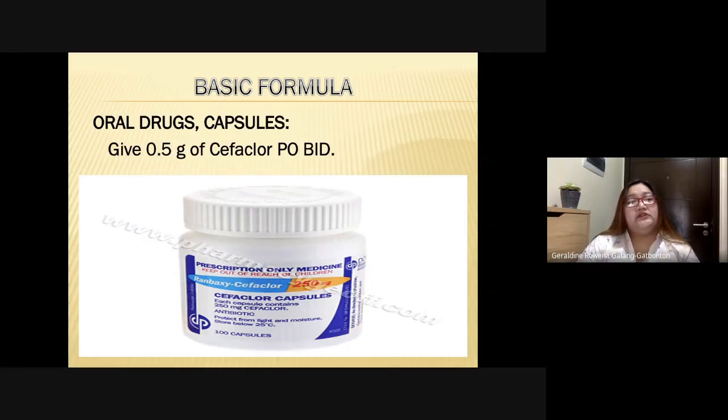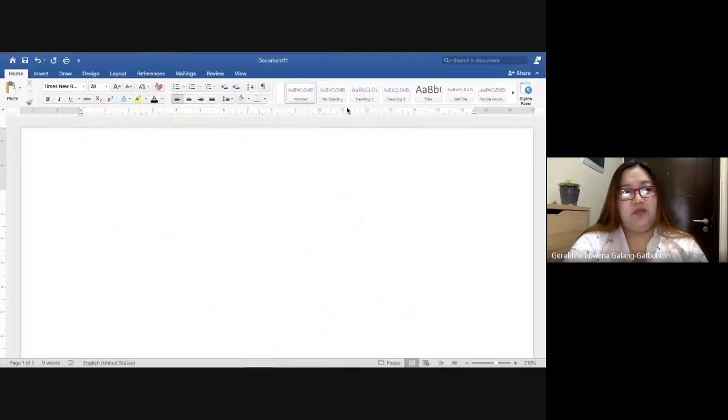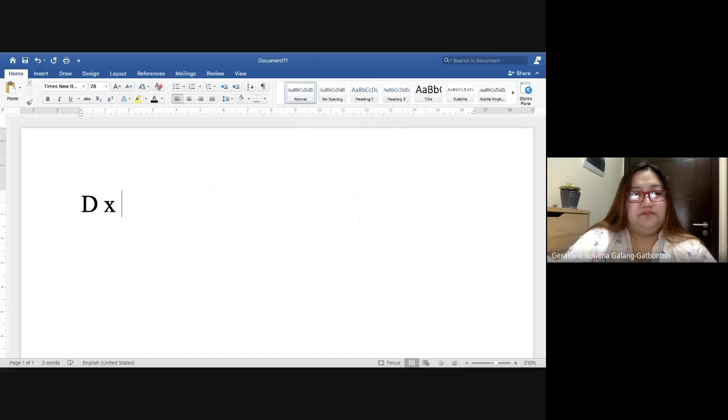You are to give oral drugs, capsule siya. So you have to give 0.5 grams of cefaclor per orem BID. Cefaclor is an antibiotic. Okay? Now, so ano nga ulit yung formula natin? So I will write the formula. D over H times Q equals X. Okay, so do not forget that formula.